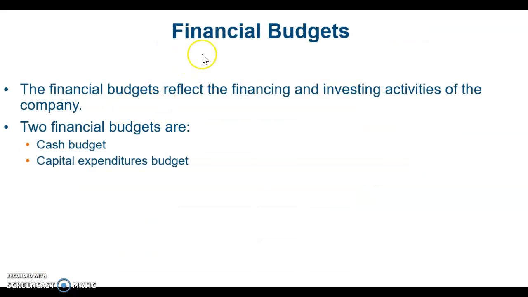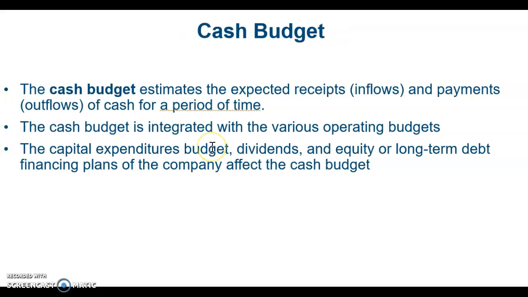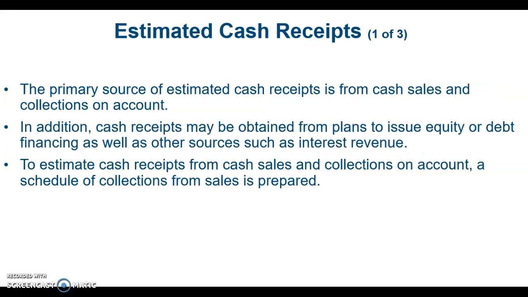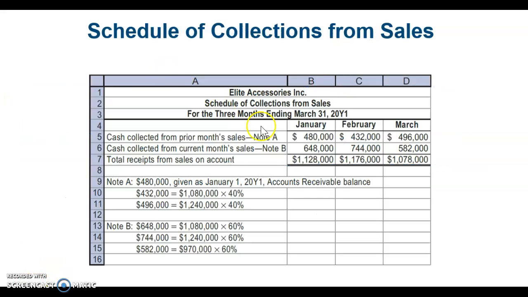Alright, now we're going to look at the financial budgets. We have the cash budget and the capital expenditures budget. The cash budget estimates the expected inflows and outflows of cash for a period of time. And let's just take a look at the cash. So this is going to tell us how much we think our cash inflows are.